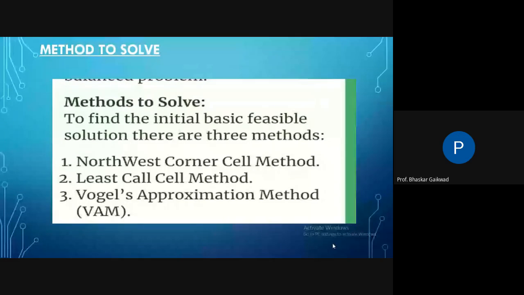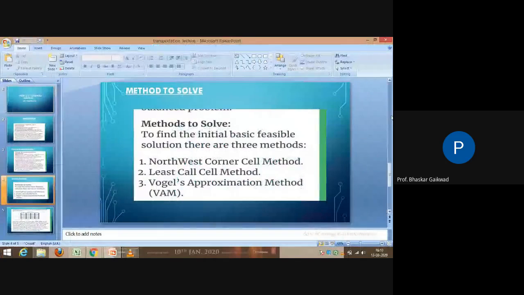In short, you have to remember that we have to reduce the cost of transportation, or initially we have to plan in such a way that the transportation cost will be reduced. Okay, so let us go through the first video, the northwest corner cell method. Example number one. Now the first method is the northwest corner cell method.